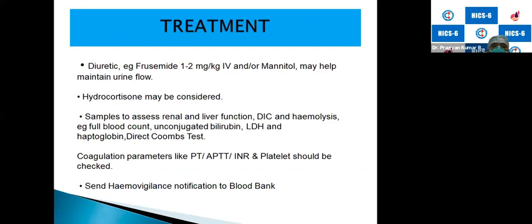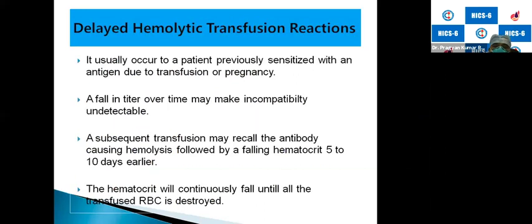And you should investigate like RFT, liver function test, renal function test, LDH, Coombs test, haptoglobin, all to find out whether there is hemolysis or not. And send a hemovigilance notification to the blood bank that there has been a cross-match error or mismatch.